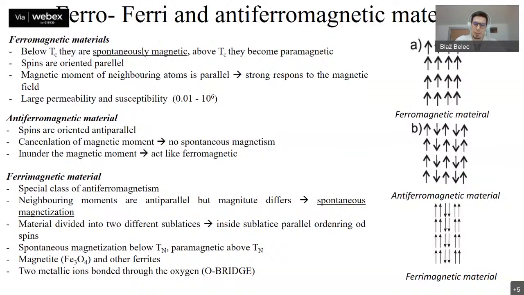Ferrimagnetism is expressed in materials where between the two metallic ions the oxygen is also positioned. So we get, for instance, in iron oxide, iron, oxygen, iron, and we get this oxygen bridge. So everywhere where we have magnetic oxides, we get ferrimagnetic materials.